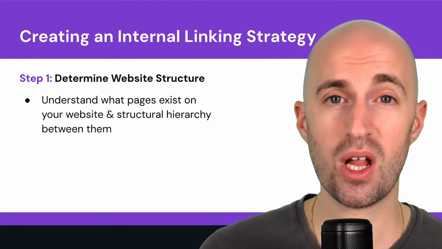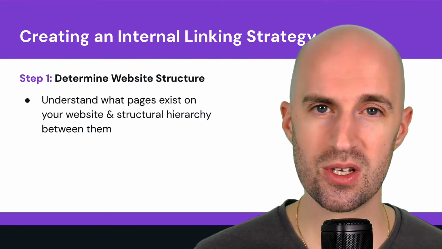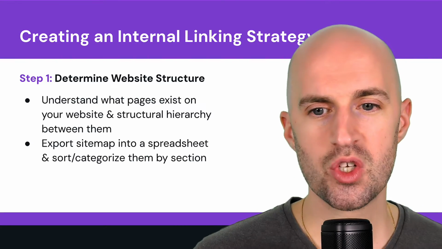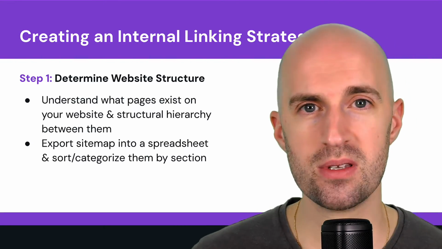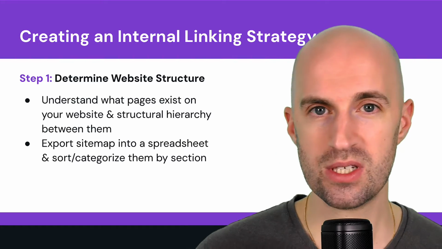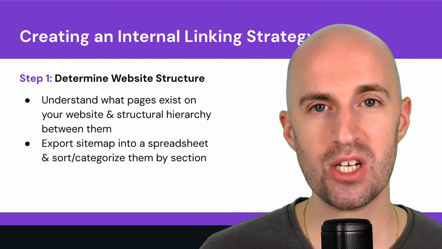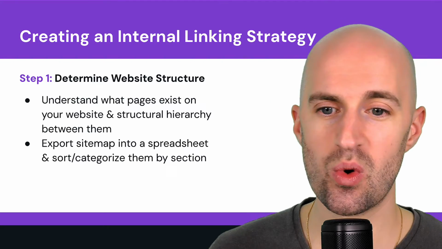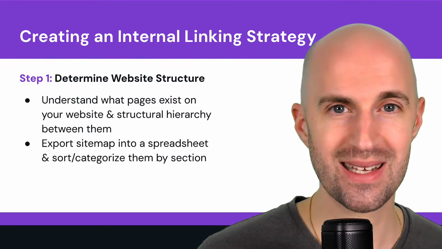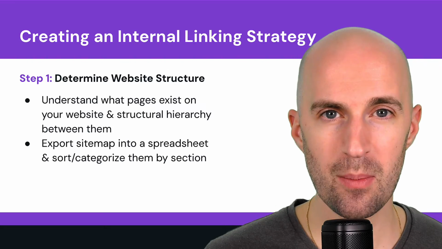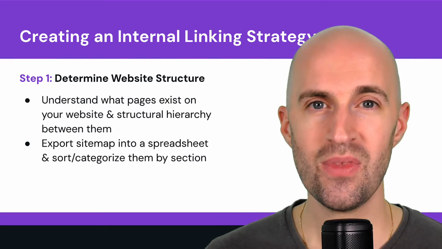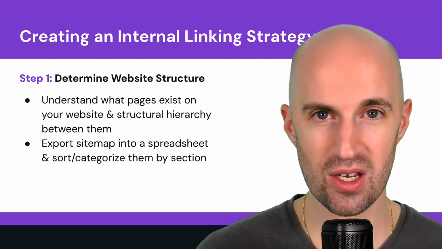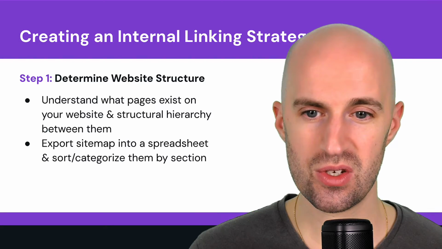Are there clusters of different topics under a certain page? How does it actually look? So what you would do is you can export the XML sitemap or just a sitemap into a spreadsheet with all the links of the site, and then sort or categorize them by section. If you don't have a sitemap, you can also use a web crawler, and then it will list all the links that it crawls in the site, and you can grab that list and put it into a spreadsheet.